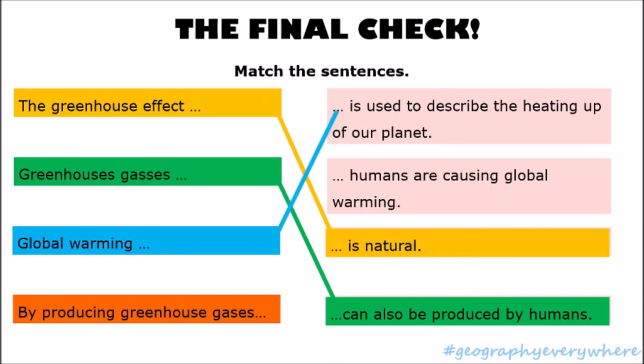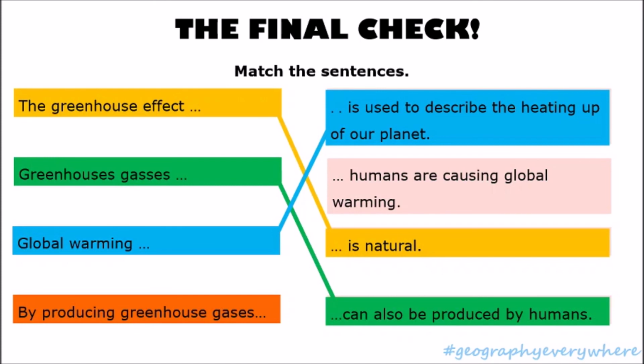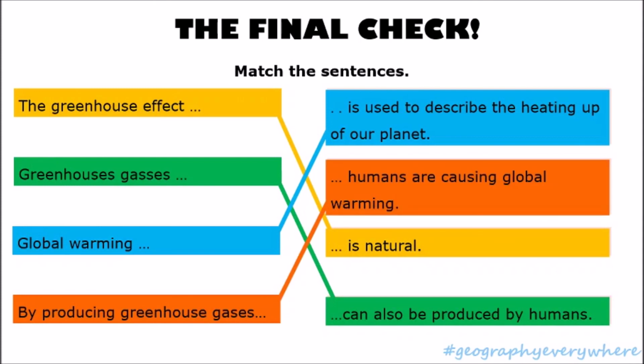Global warming is used to describe the heating up of our planet, which is happening because of the increased use of greenhouse gases. By producing greenhouse gases, humans are causing global warming.